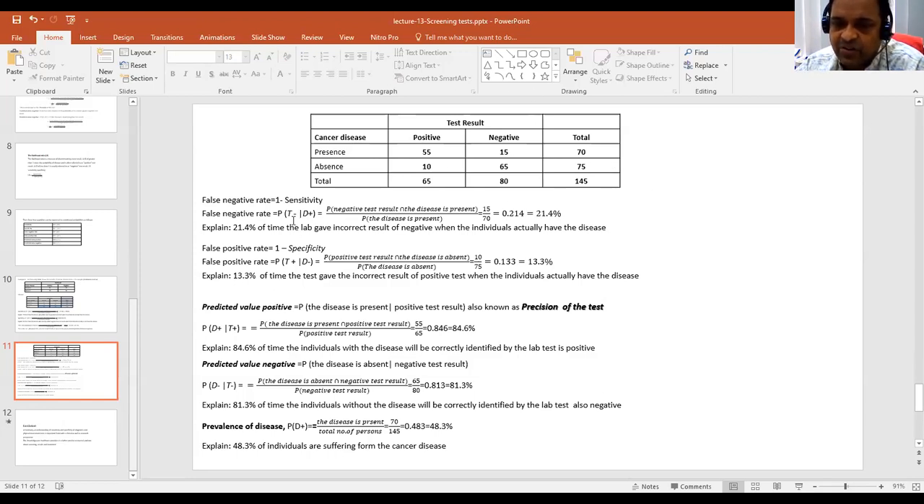You just need to understand the conditional probability for each. All of these are conditional probabilities except the prevalence rate, the prevalence of the disease. Understand the conditional probability and the notation, then with the confusion matrix in front of you, it will be much easier.